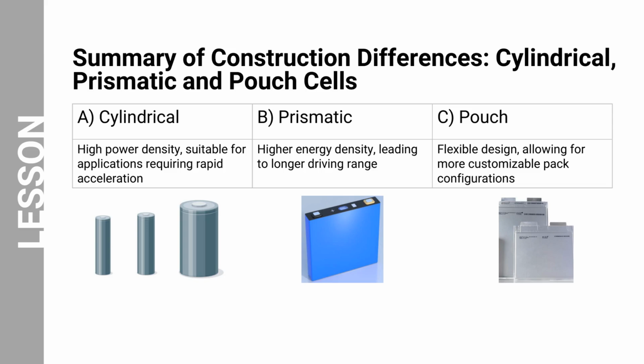Prismatic cells are known for their higher energy density, which translates to longer driving range. This makes them an attractive option for BEVs that need to travel long distances on a single charge. Pouch cells offer a more flexible design, allowing for various pack configurations and shapes. This makes them suitable for applications where space is limited or unique battery pack designs are required.